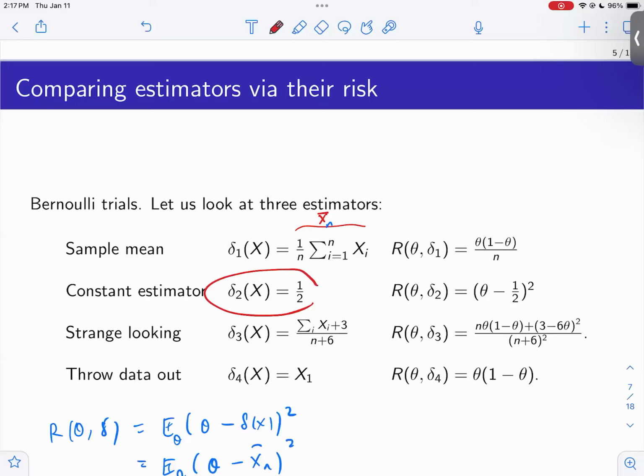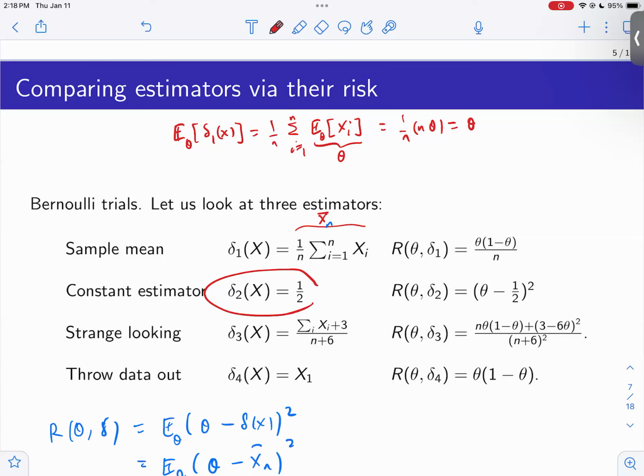Which ones are unbiased? You tell me. Not two. That one is. The expectation of the sample mean is going to be the same as the population mean, which is theta. So if you're estimating theta, this is unbiased for theta. The expectation of delta 1 is 1 over n, summation i from 1 to n, expectation of x_i, which is theta. So 1 over n times n theta is theta.